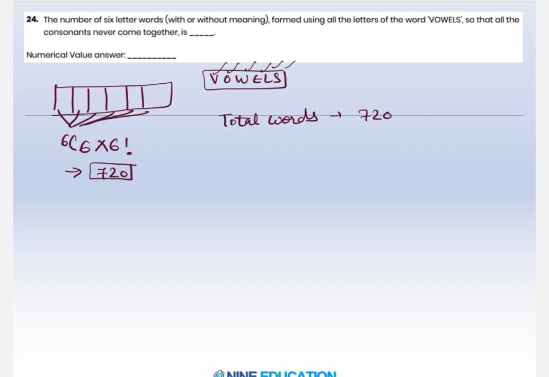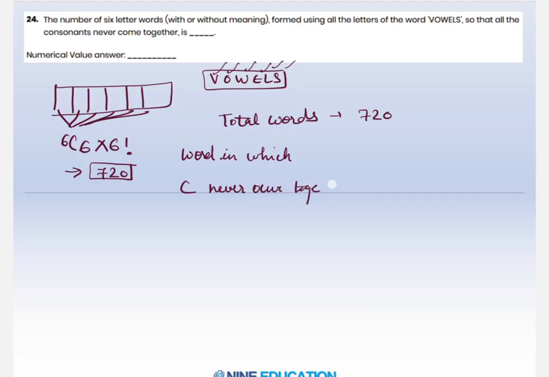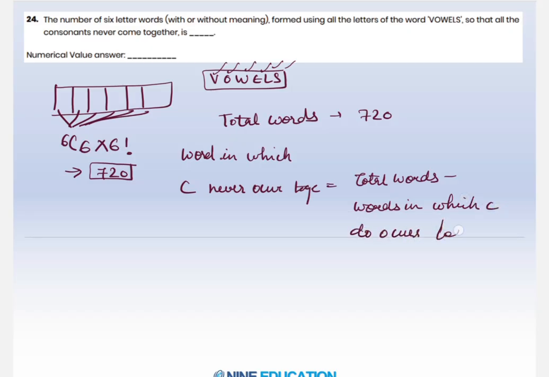Now we have to find the words such that consonants never occur together. Finding the words in which consonants never occur together is equal to finding the total words minus the words in which consonants do occur together. So let's find the words in which consonants do occur together.